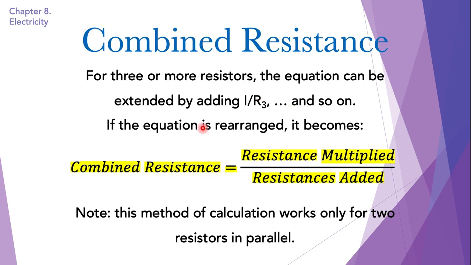If the equation is rearranged, it becomes something like this. Remember, this method of calculation works only for two resistors in parallel. Combined resistance is equal to the resistances multiplied, divided by the resistances added.